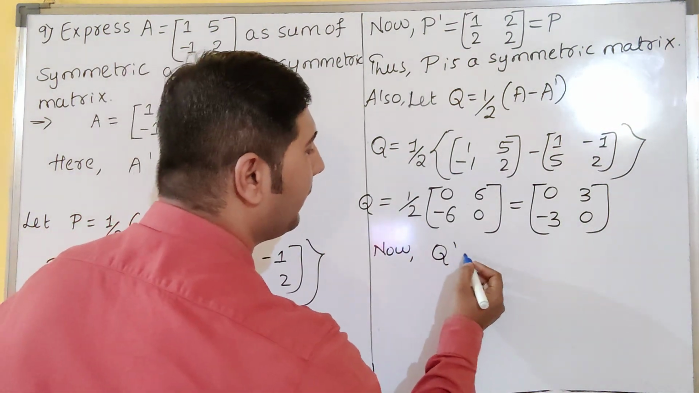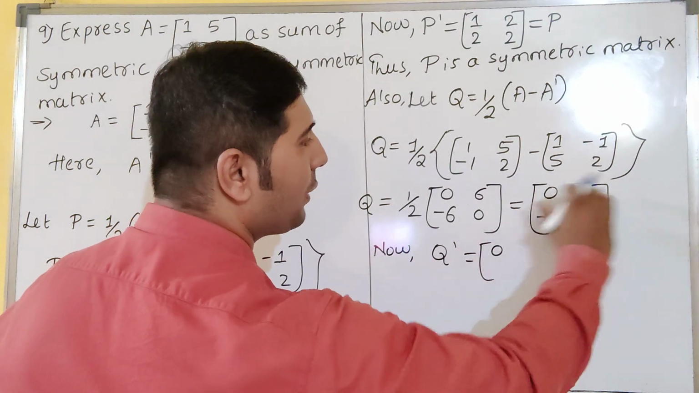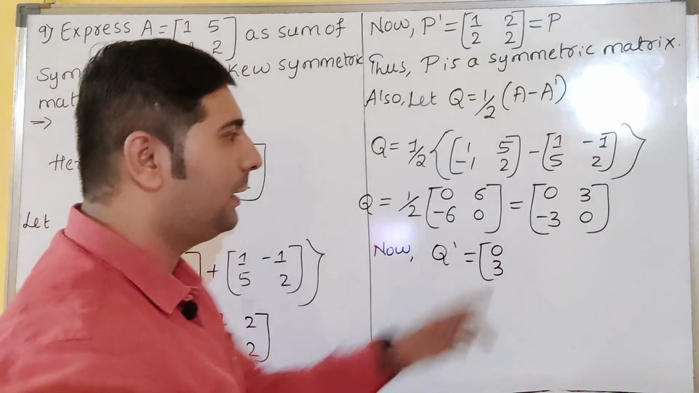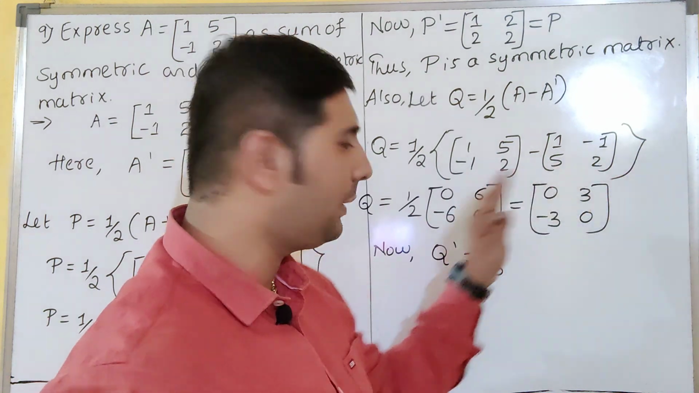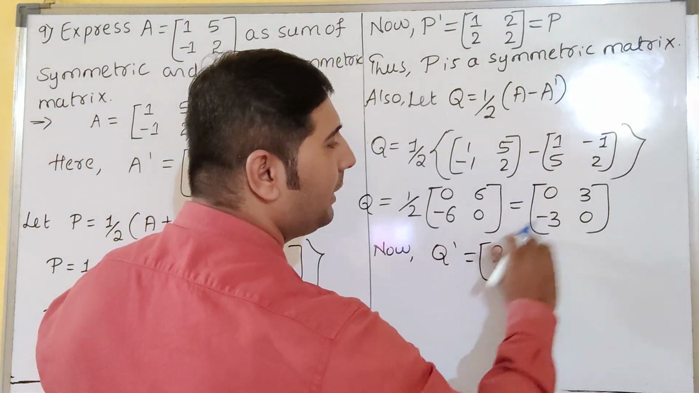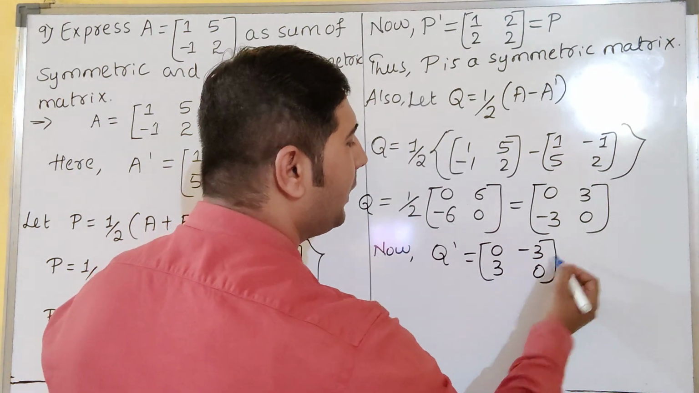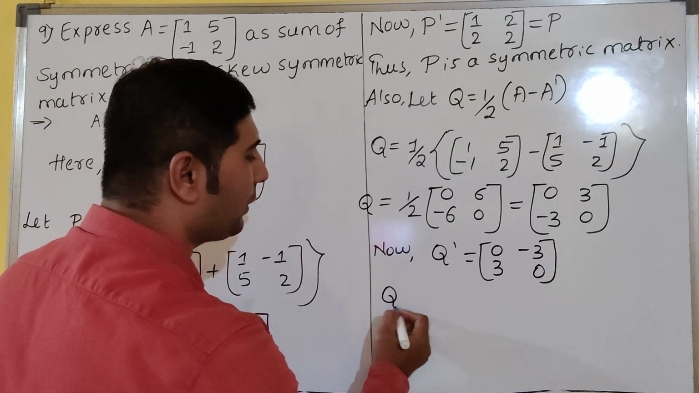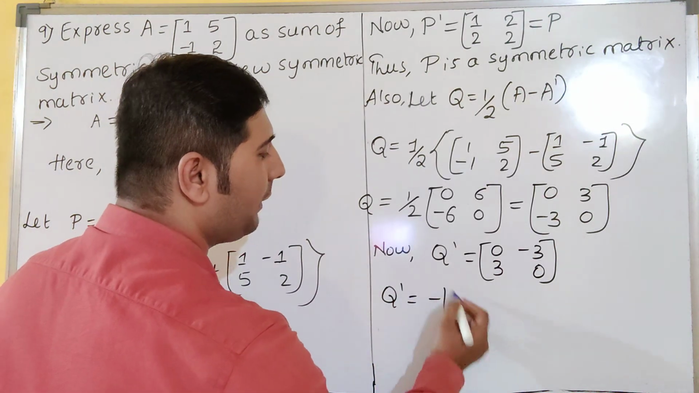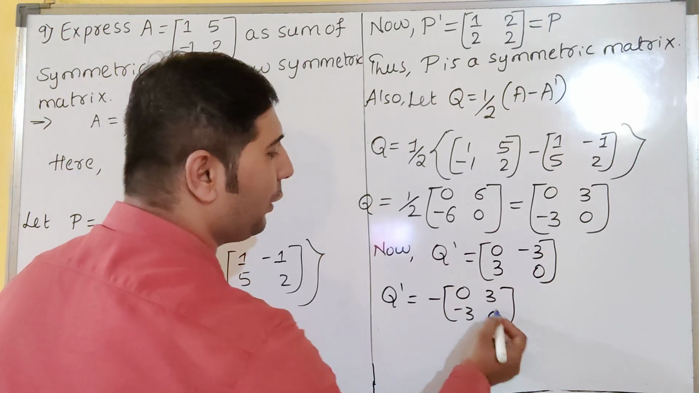Q transpose you take. Q transpose, how much will it give? The first row, 0, 3, will become the first column. Now the second row, minus 3, 0, will become the second column. Clear? So we can take the minus sign outside. So what will you get? 0, 3, minus 3, 0, dear students.